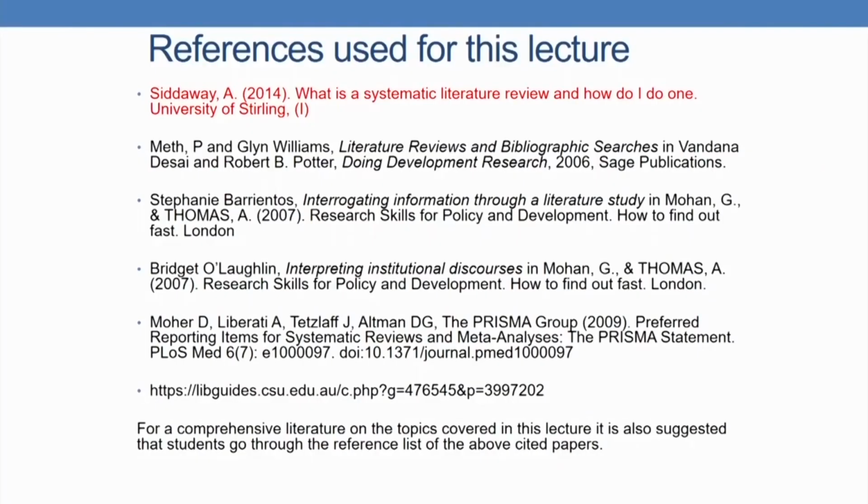These are the references that I have used for this lesson. This is an important material that I have used extensively for today's lesson: What is a systematic literature review and how do I do one? And the other literature are mentioned here. For comprehensive literature on the topics covered in this lecture, it is also suggested that students go through the reference list of all the above cited papers that I have mentioned.